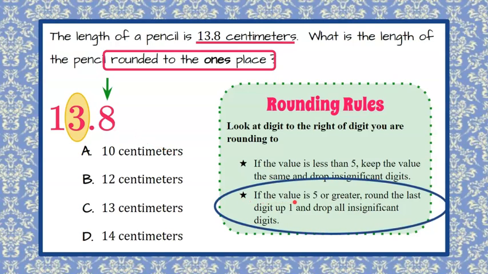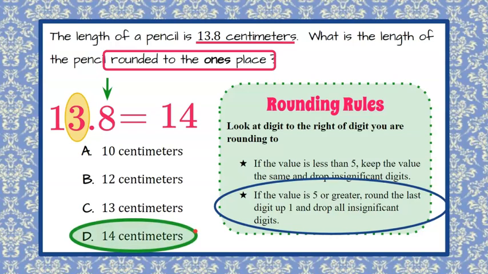So if the value is 5 or greater, which it is because it's 8, we're going to round the last digit, which will be our ones, our 3, up 1 and drop all insignificant digits. So that digit will become a 4, and the answer will be rounded to 14, which is answer choice D.